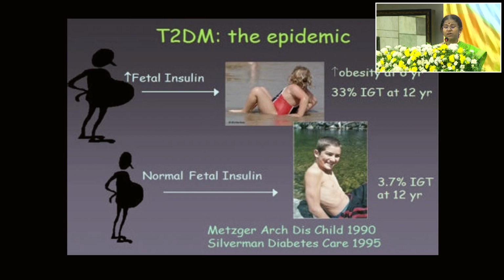And if they have normal fetal insulin, of course, they don't put on much weight, no obesity, and also only 1/10 of them go on to develop impaired glucose tolerance because of the environmental changes.